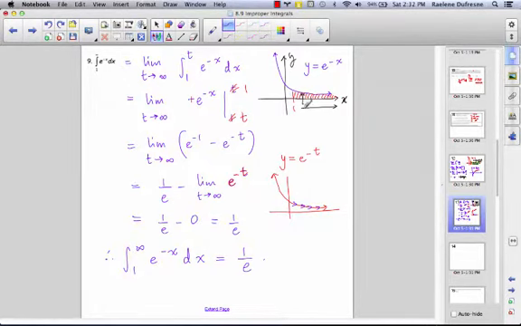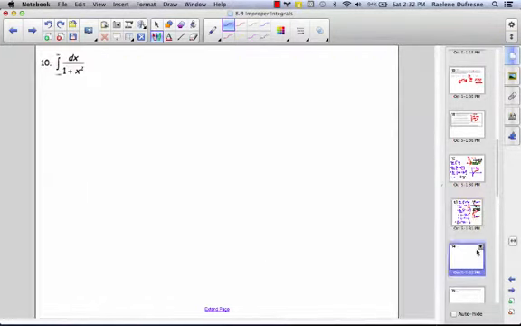So the amount of area here, because we have positive width and positive height, the definite integral is the same as the area. So the amount of area is 1 over e. So again, we have an infinite length curve, but we have a finite amount of area.